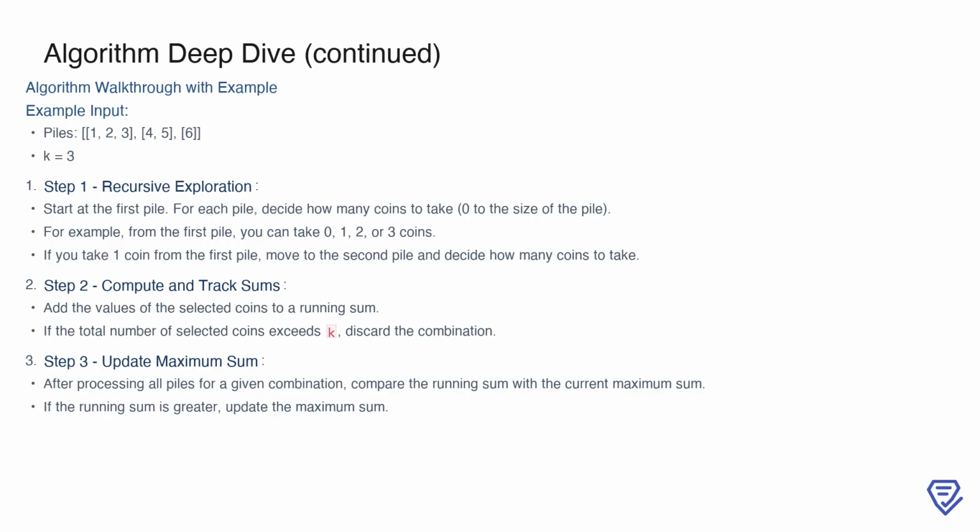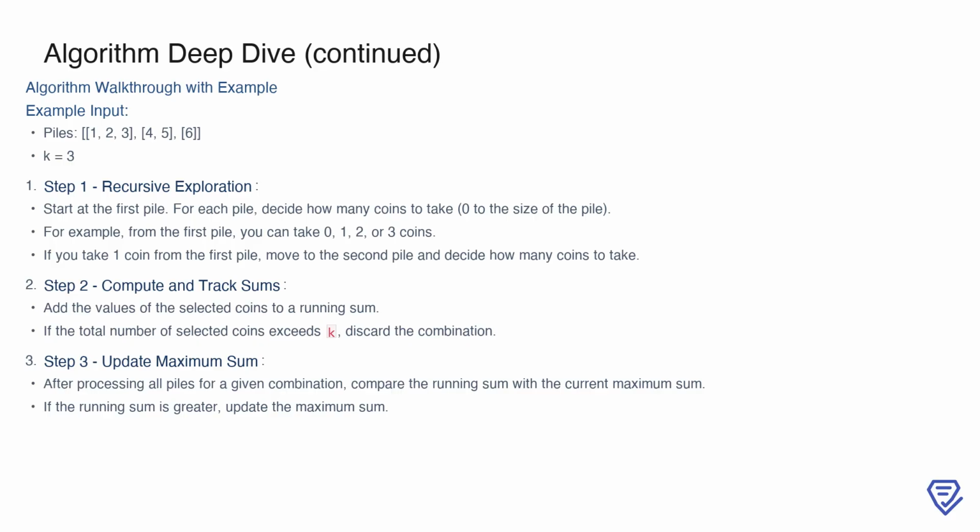Starting with the first pile, we consider how many coins to take, ranging from 0 to the size of the pile. For instance, we could take 0, 1, 2, or all 3 coins from this pile. If we choose one coin, say the coin with value 1, we then move to the second pile and repeat the process, deciding how many coins to take from it. At each step, we add the selected coins' values to a running sum.